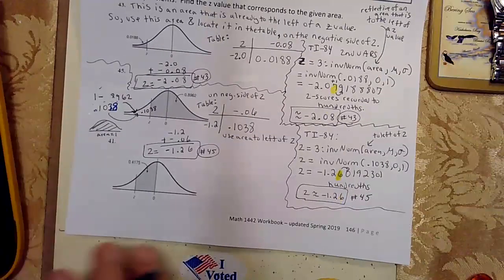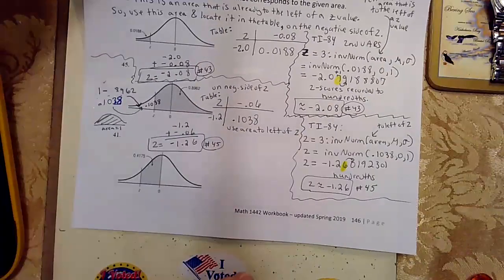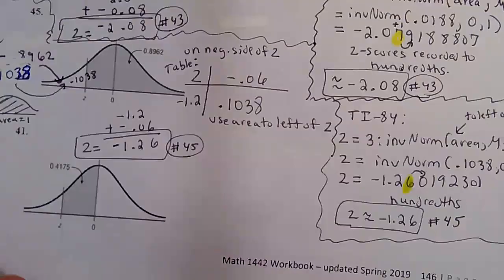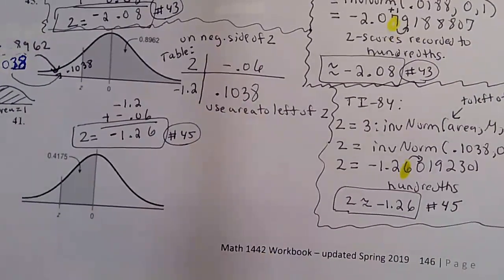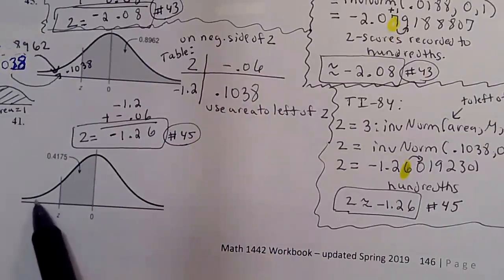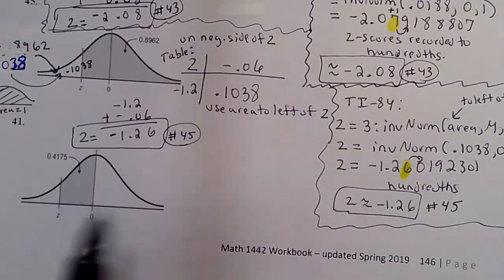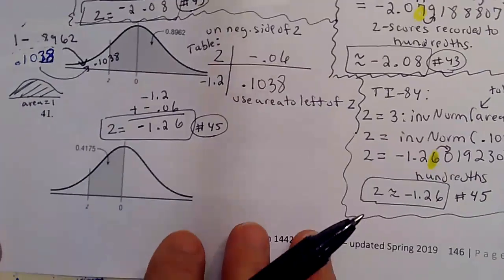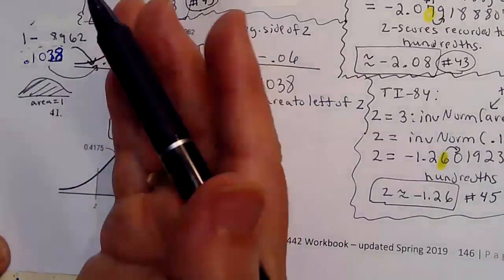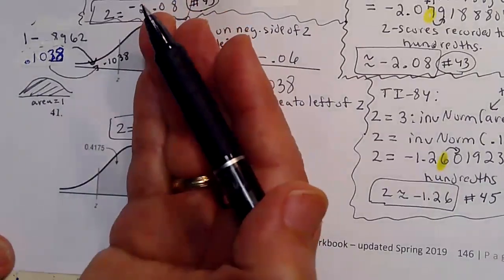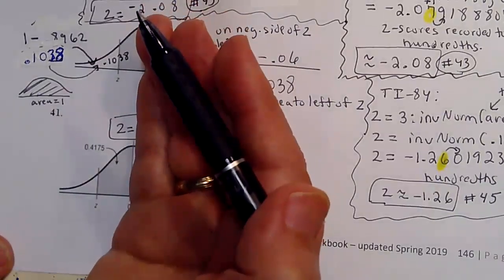Okay, now on 41, you want the area to the left of your Z. You want this area here. But instead of doing 1 minus, you can do 0.5 minus that, because you know by symmetry half of your curve is 0.5, like 50 cents.